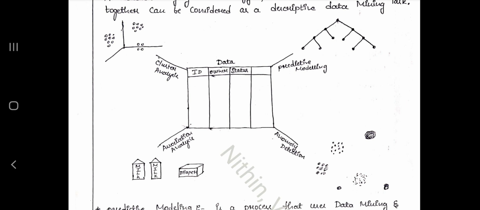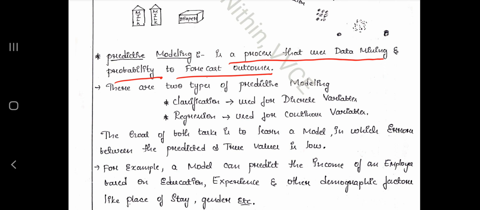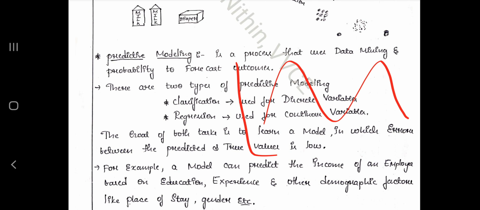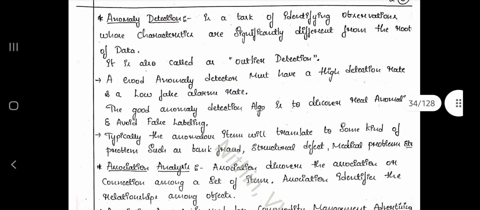It is like a form of a tree, right? So it's getting continuously divided. It is a process that uses data mining and probability to forecast the outcomes. There are two types of predictive modeling: classification and regression, for discrete and continuous values. Discrete means point-wise values. Continuous means like integration, continuous values. So classification is used for discrete values and regression is used for continuous values. Just remember those two key points.